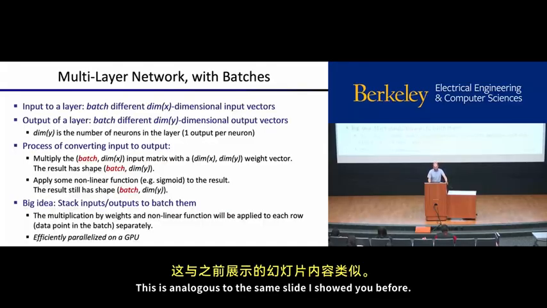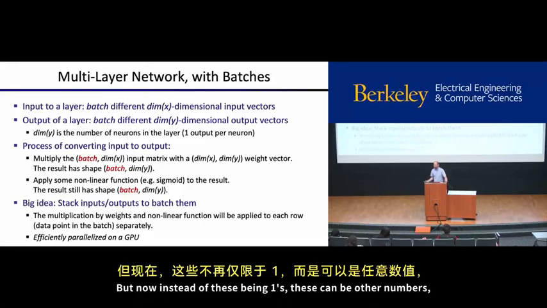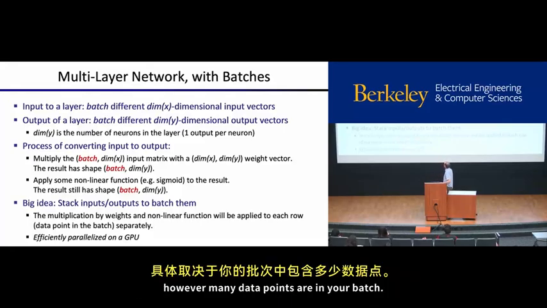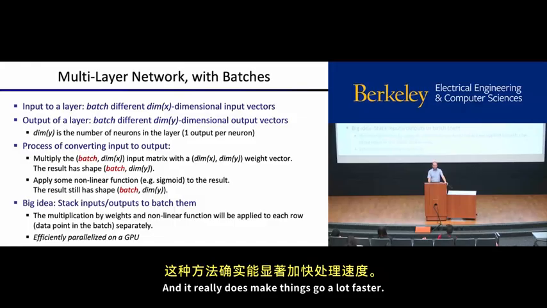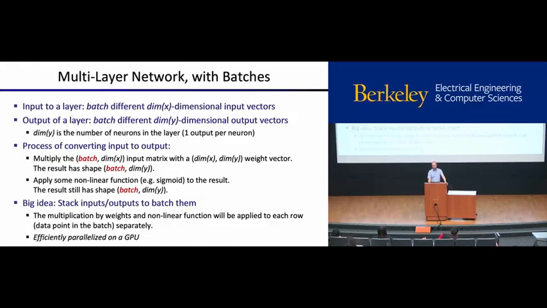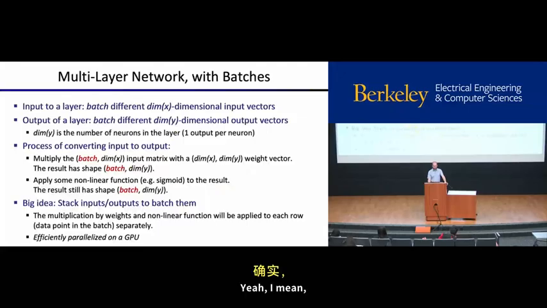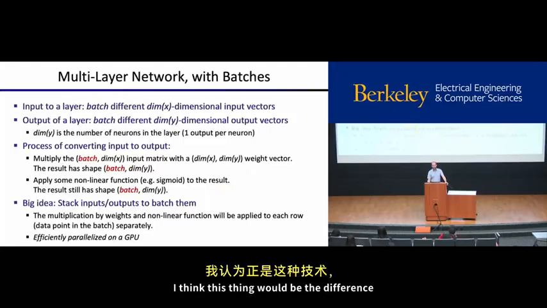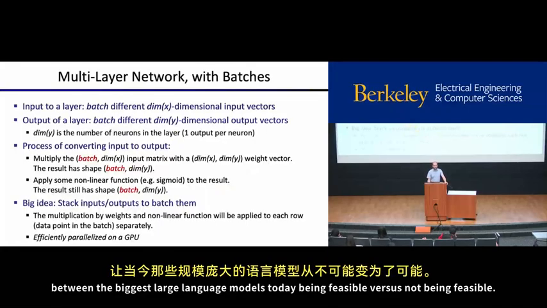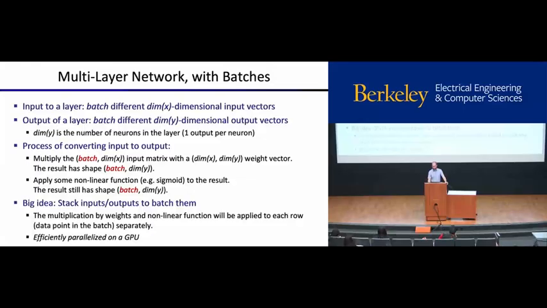This is analogous to the same slide I showed you before, but now instead of these being ones, these can be other numbers, however many data points are in your batch. And it really does make things go a lot faster. I think this would be the difference between the biggest large language models today being feasible versus not being feasible.